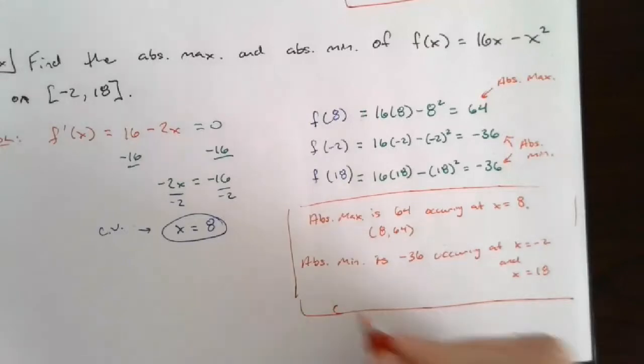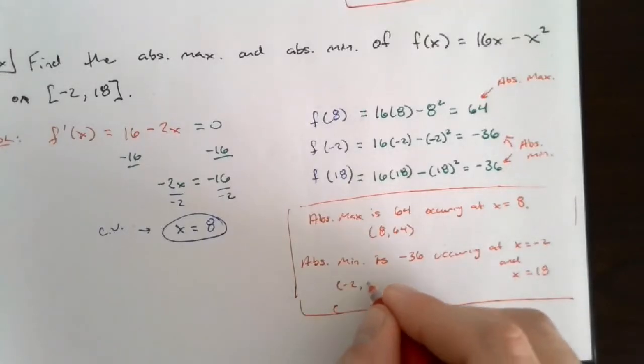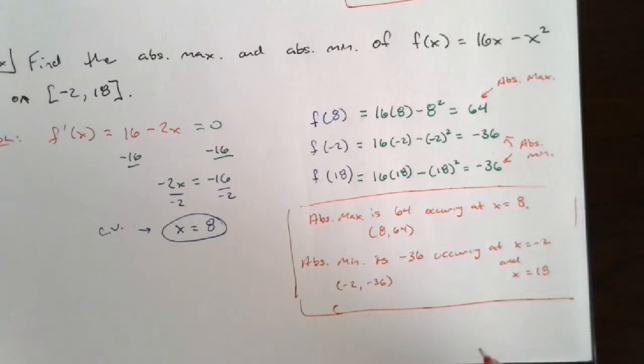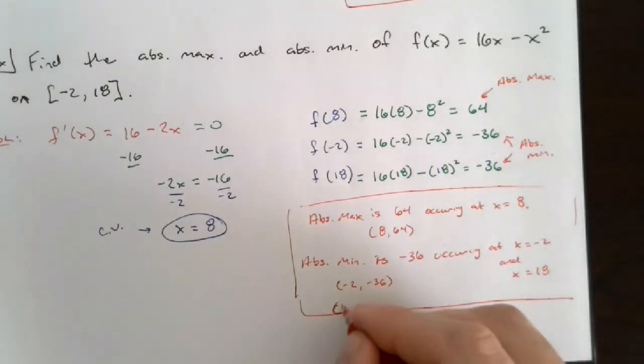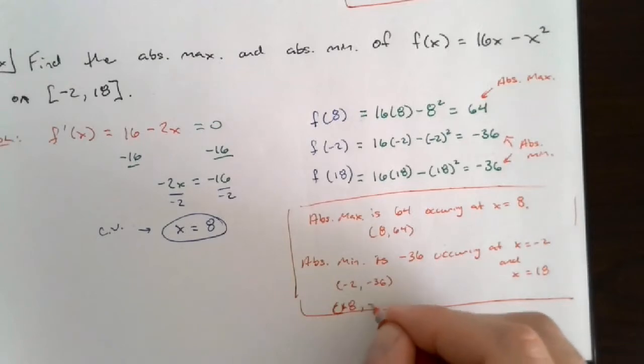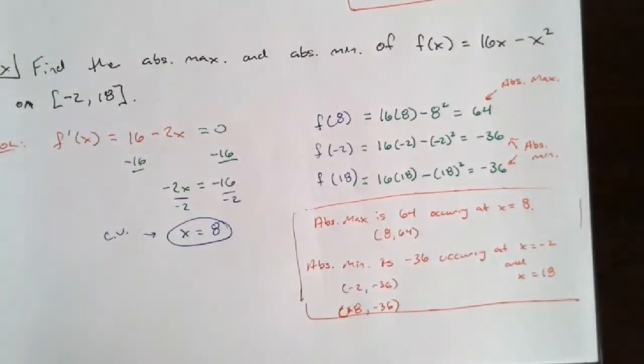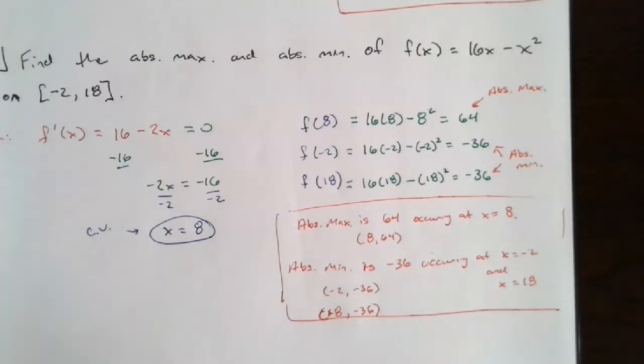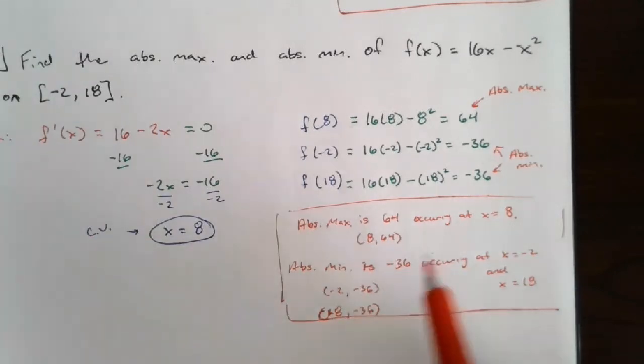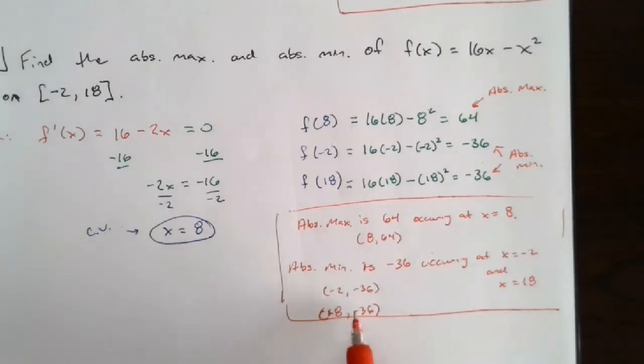Or you could think of it as the points, right? The points we would have are negative 2, negative 36, and 18, negative 36, if you're looking for them as points on your graph. But remember, when we talk about the maxes and mins, either absolute or relative, we're talking about the y value is what makes it the max or the min. Absolute means it's the highest value that your graph takes on, or the lowest. You know, if you were to sketch this out, this point would be higher than these points, right? These would be the endpoints actually in this one. So the endpoints would be your lowest points, and then this point would be the max at 8, 64.